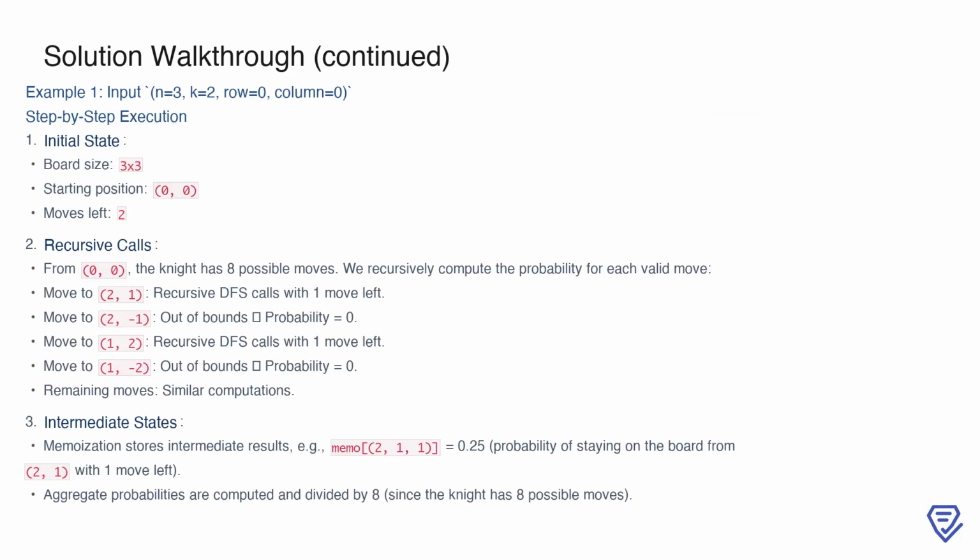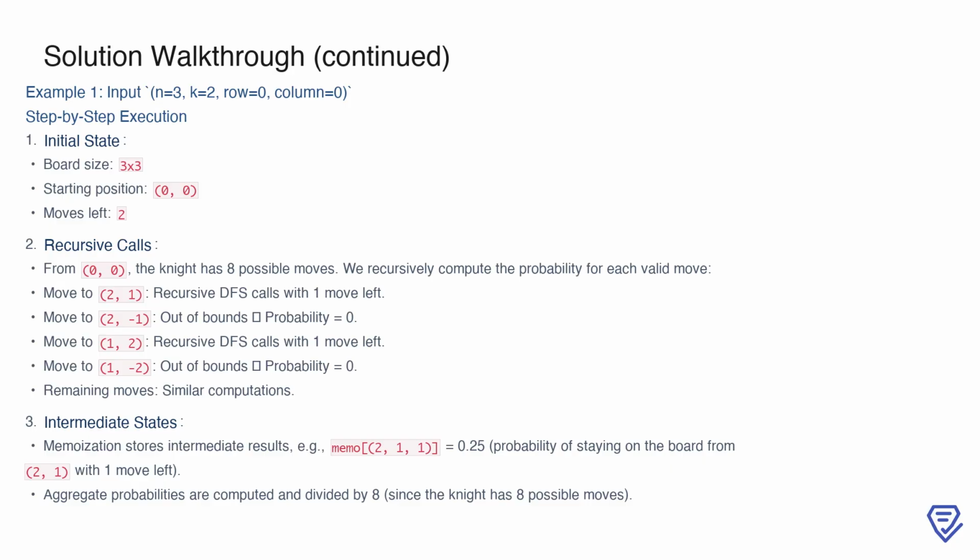Let's explore an example with input n equals 3, k equals 2, row equals 0, column equals 0. The chessboard is 3x3, the knight starts at the top left corner, 0, 0, and it has 2 moves remaining. From this position, the knight has 8 possible moves, but not all of them will land within the board.